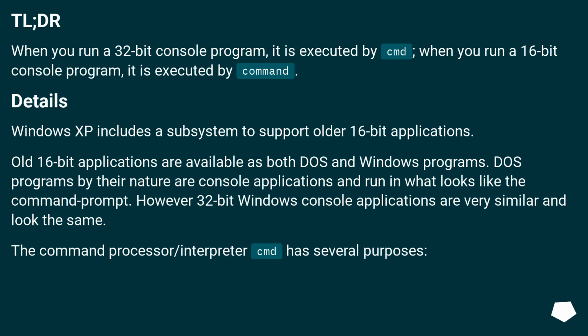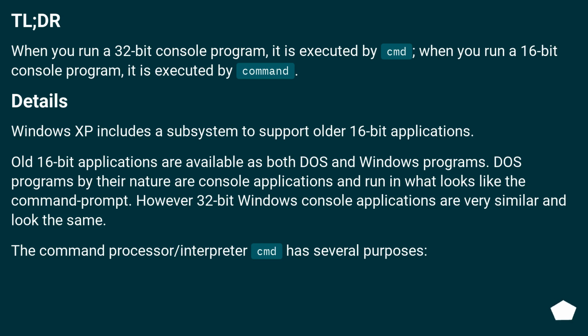TL;DR. When you run a 32-bit console program, it is executed by CMD. When you run a 16-bit console program, it is executed by command. Details: Windows XP includes a subsystem to support older 16-bit applications. All 16-bit applications are available as both DOS and Windows programs. DOS programs by their nature are console applications and run in what looks like the command prompt. However, 32-bit Windows console applications are very similar and look the same.